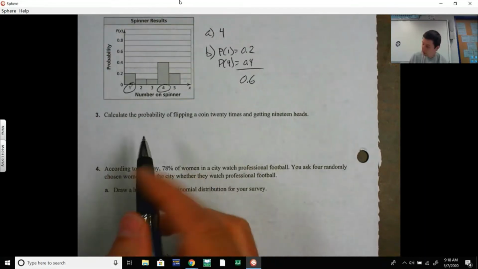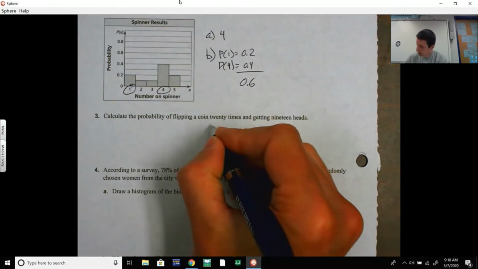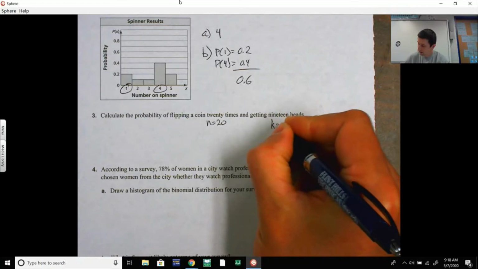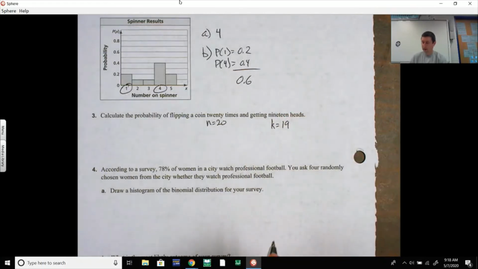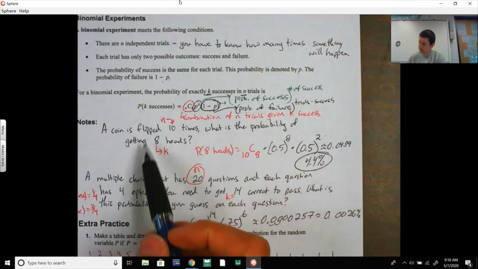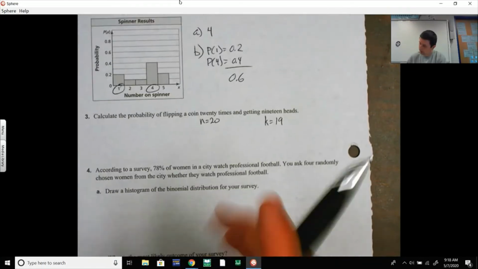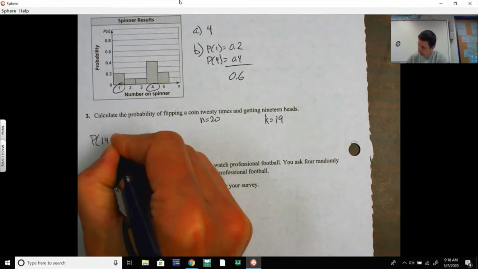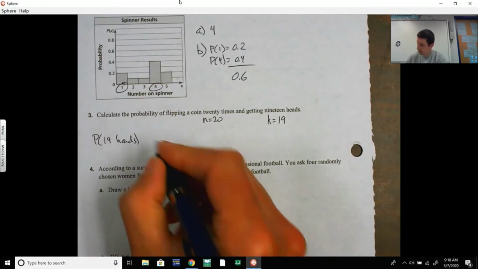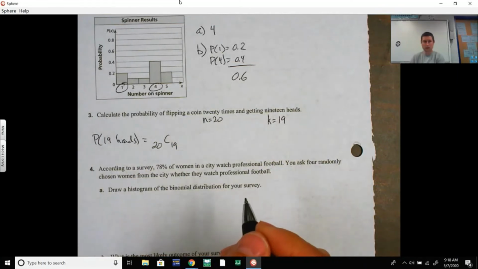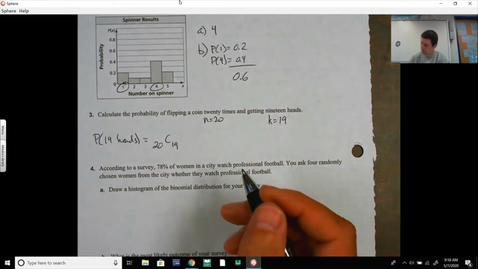Okay, calculate the probability of flipping a coin 20 times, so N is going to be 20, and getting 19 heads. So we want 19 heads. So this is going to come back to our formula that we had over here. So the probability of 19 heads, so similar to this one that I did right here. So our probability of success, so the probability of 19 heads is going to be 20 choose 19. So how many combinations out of 20 would have 19 heads?